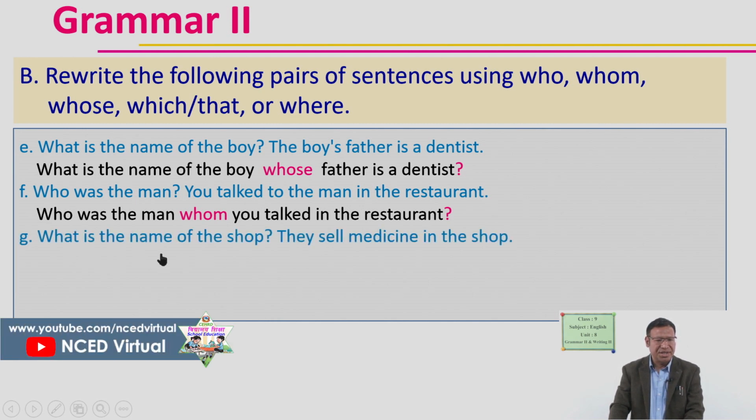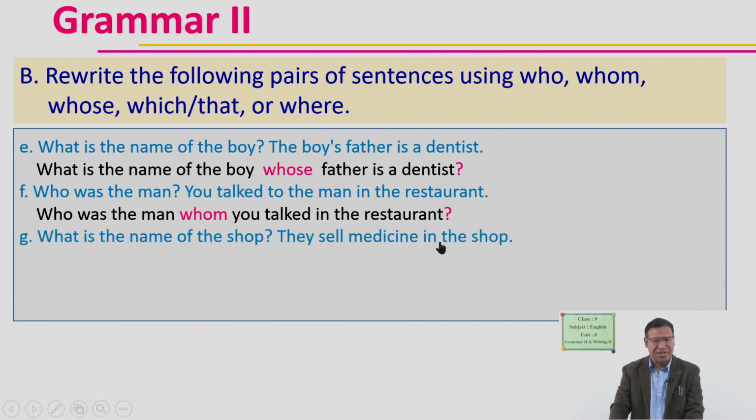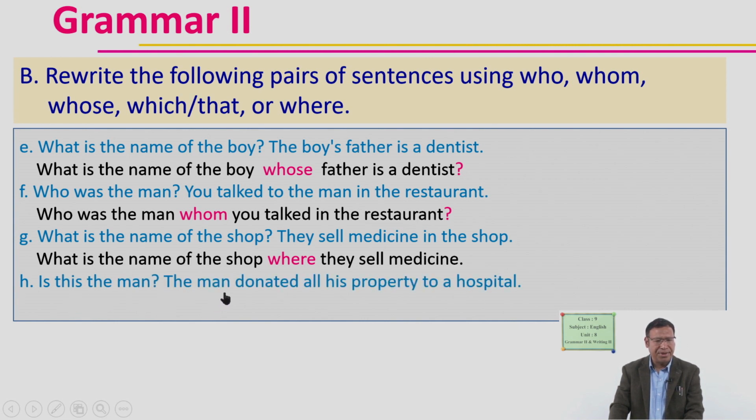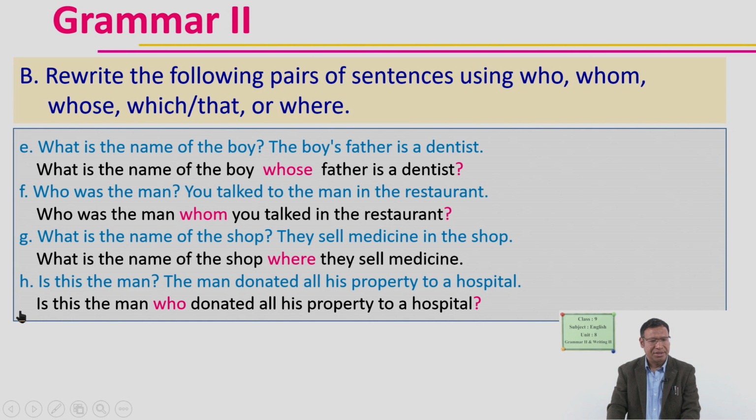Similarly, what is the name of the shop? They sold medicine in the shop. Shop is a place, so you will say where. All right. Similarly, is this the man? The man donated all his property to a hospital. The man has been repeated, so you will use who. This is the man who donated all his property to a hospital.